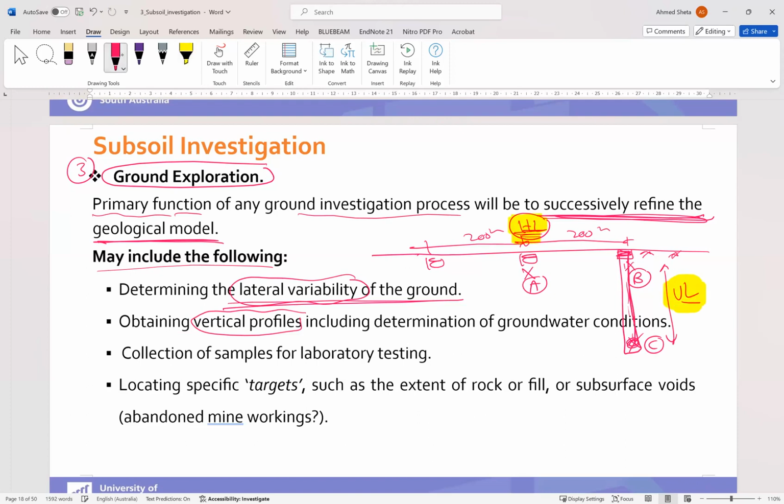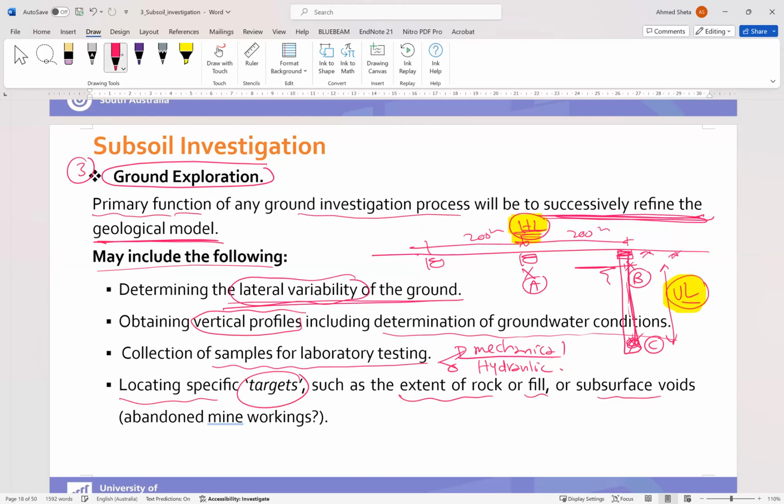Okay, this will include determination of the ground water condition. For example, we will know where the ground water is using the vertical profile. Then collection of samples for laboratory testing, so we will also have some testing, again, to measure mechanical and hydraulic properties. Locating specific targets such as the extent of rock or fill, and subsurface voids, for example in abandoned mine workings.